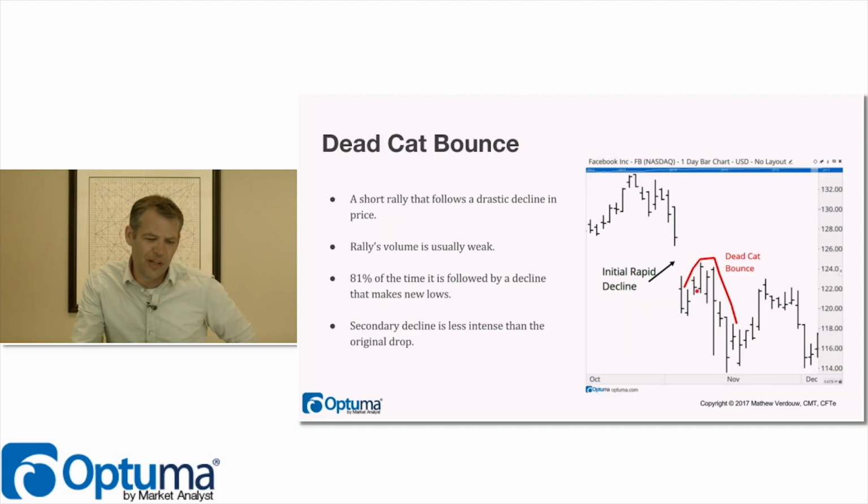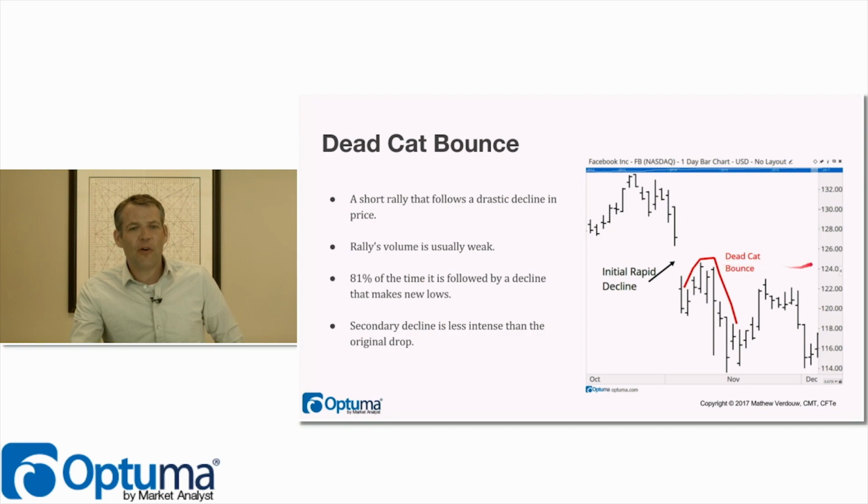Dead cat bounce sounds a little bit morbid. It's basically a short rally that follows a drastic fall in the market. So if you look at this case here, we've got this massive drop in the market, very rapid compared to the rise up, and then we get this short rally, and that's what we call the dead cat bounce. I guess it's akin to dropping a cat out the window and there being a bit of a bounce. I don't know who comes up with half this stuff.